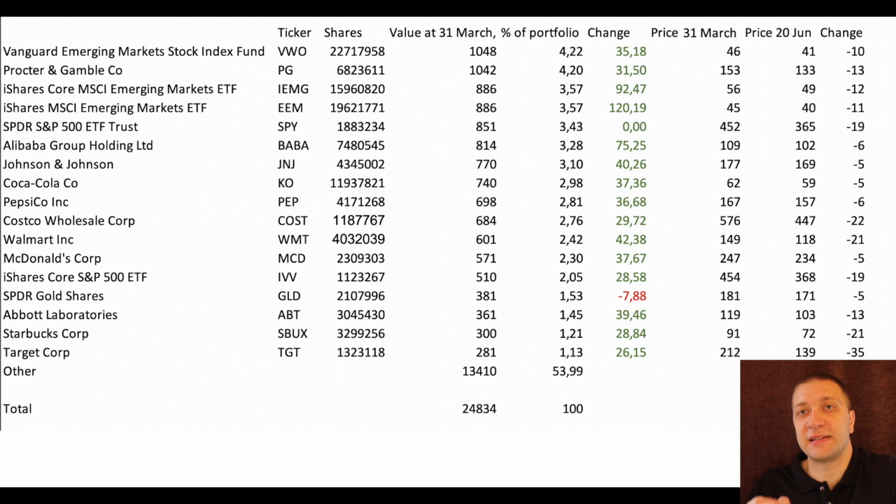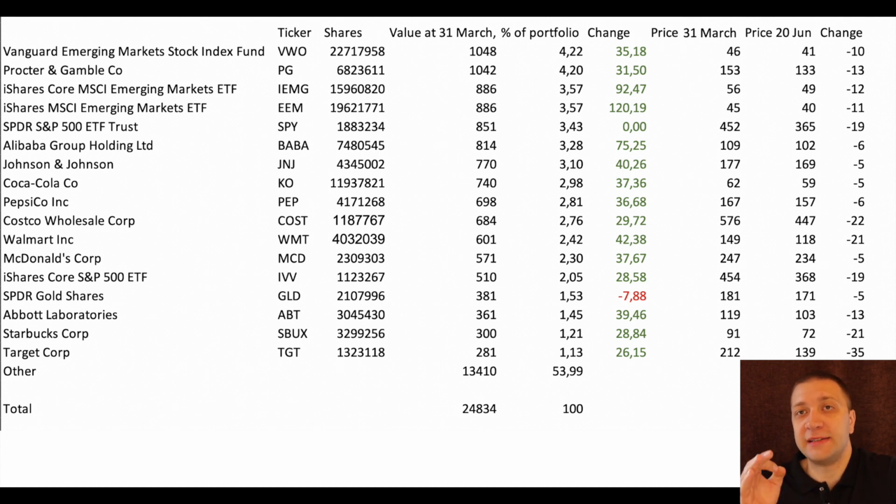Then we can see that he has around 3.5% of his portfolio in the S&P 500 ETF. He didn't change this position in the previous quarter. He also has around 3.3% of his portfolio in Alibaba, ticker BABA. I believe he also has other Chinese companies. He also has around 3.3% in Johnson & Johnson, ticker JNJ, around 3% in Coca-Cola, ticker KO, 2.8% in Pepsi, ticker PEP, 2.7% in Costco, 2.4% in Walmart, and 2.3% in McDonald's.